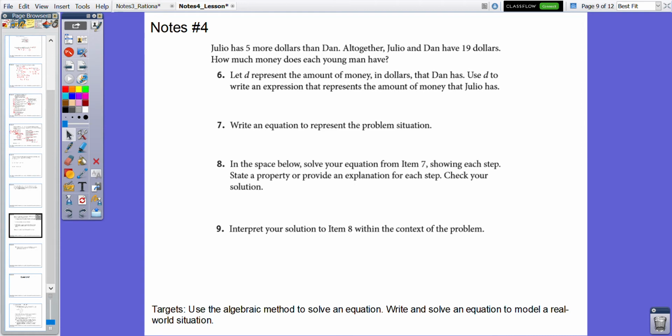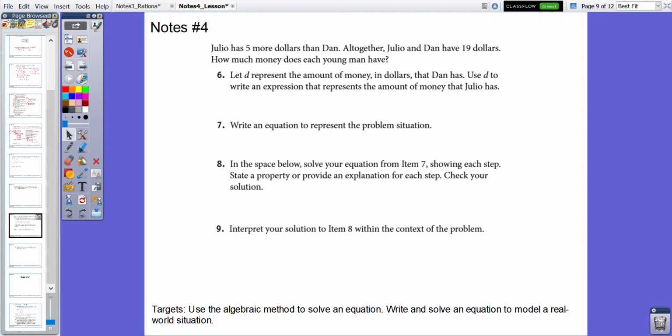Top of page 17. This problem right here says Julio has $5 more than Dan. And altogether, Julio and Dan have $19. How much money does each young man have? Okay, so we want to apply everything we've seen in our Springboard book so far, which includes writing expressions, replacing variables with values, and then solving equations. We're going to apply all three parts here for this problem.